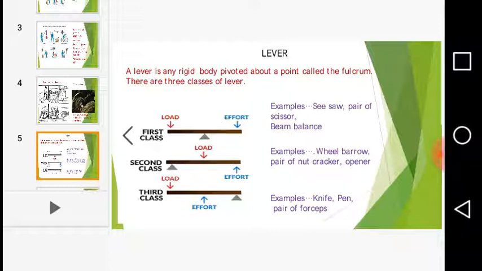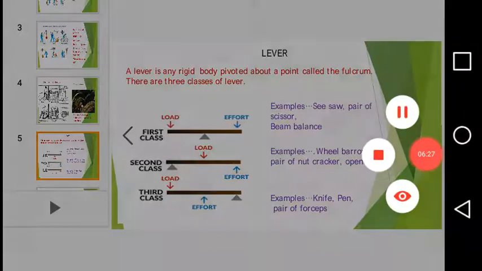First-class lever examples, we have seesaw, pair of scissors, beam balance. We have second-class lever examples, we have the wheelbarrow, pair of nutcracker, and the opener. We have the third-class lever examples, we have the knife, the pen, and a pair of forceps.